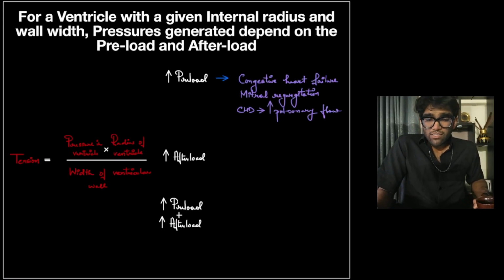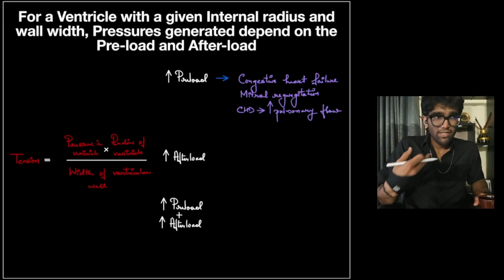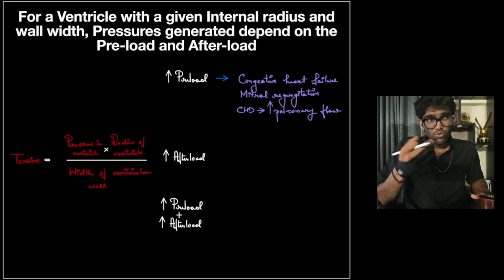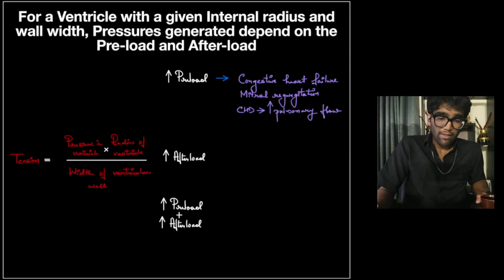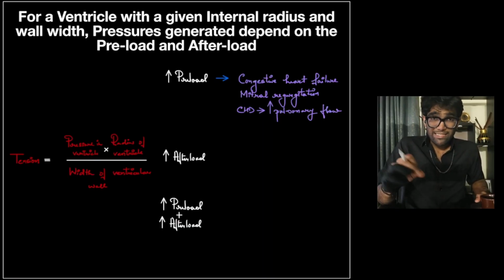So preload increases when there is congestive heart failure. Okay, because there is RAS activation, renal hypoperfusion is occurring, so the total body water has increased because RAS is causing the kidneys to hold on to more water. It might be due to mitral regurgitation because part of the ejection fraction is going into the low pressure system, that is into the left atrium, and then that blood during the next cardiac cycle is coming back into the left ventricle. Okay, it may be due to congenital heart diseases with a left to right shunt, because there is increased flow passing through the pulmonary circulation.